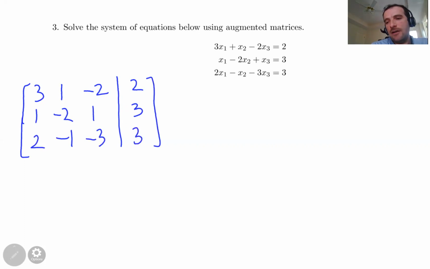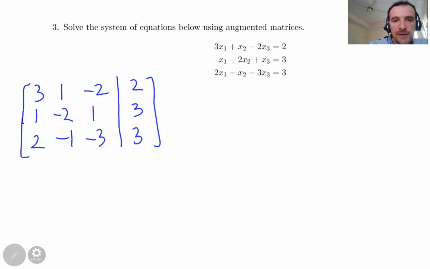Now, remember, we are allowed to do 3 operations. We can swap the rows. We can multiply a row with a scalar. And we can multiply a row with a scalar and add it to another row, okay? And the main idea to solve a system of equations with augmented matrices is that I would like to get an identity matrix here, okay? So we have to start here.